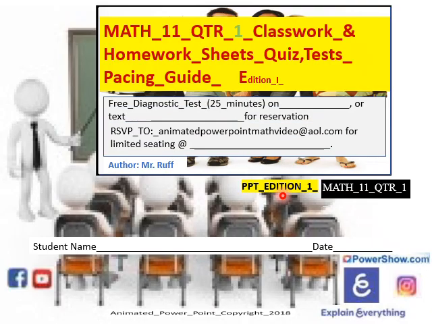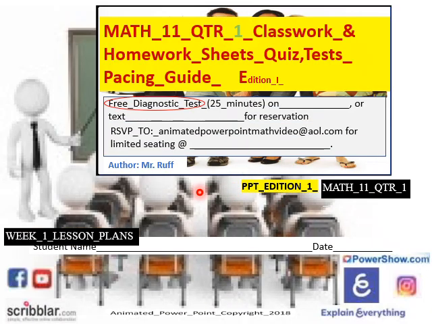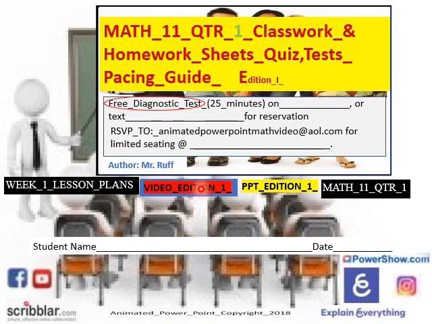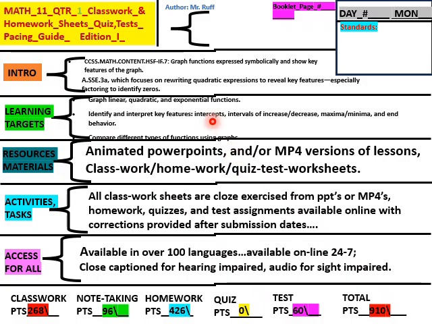And we got PowerPoint edition here, and we got a video edition of all these lessons, homeworks, tests, quiz sheets. And name, date here, students, on your lesson plan sheet. Let's go right into our Math 11 Quarter 1 Week 1.